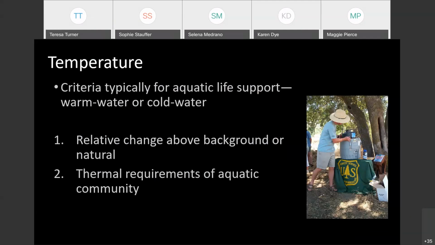You'll see some that are a relative change, some sort of acceptable increment above background or a natural condition. And it'll be maybe even described as a delta. You'll hear some people use that term as well. And then the other form that you'll often see is based upon the thermal requirements of the aquatic community. There's been a fair amount of research done on especially fish and looking at what their thermal requirements are. So that's the other main category of temperature criteria you'll see. And it will just be some sort of temperature value. It won't be some sort of relative change usually.